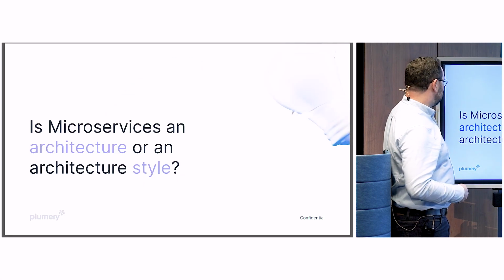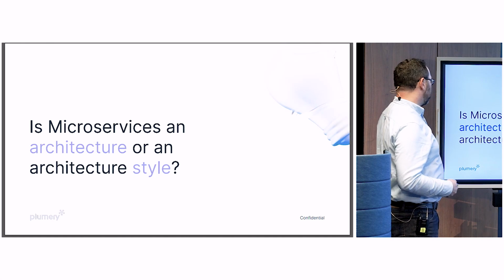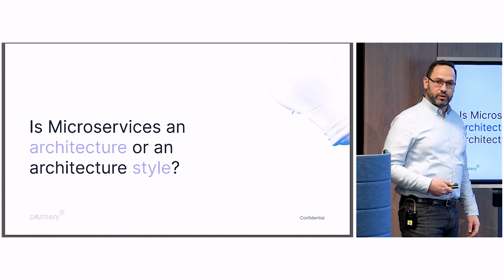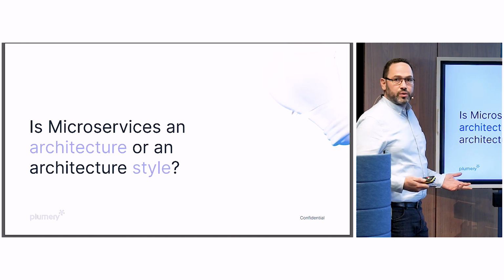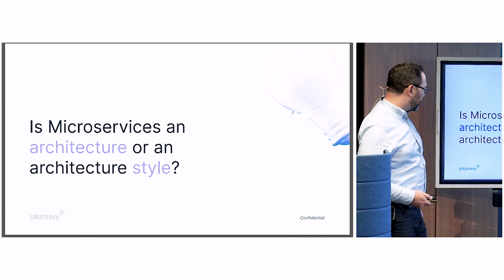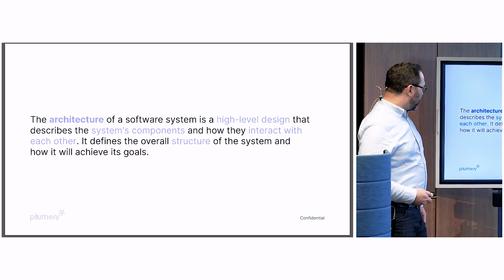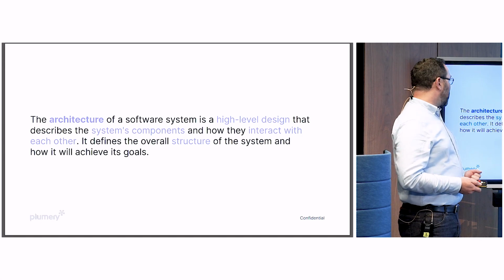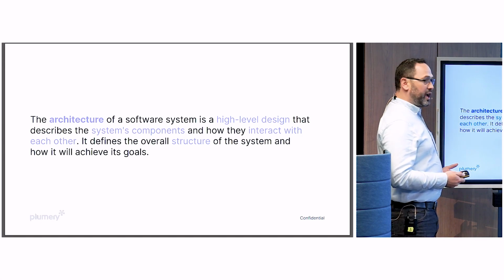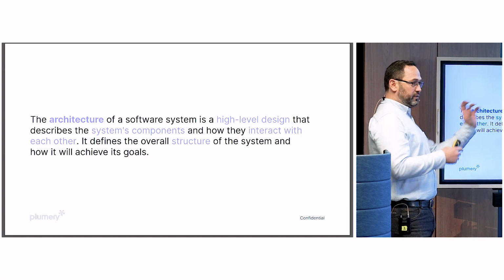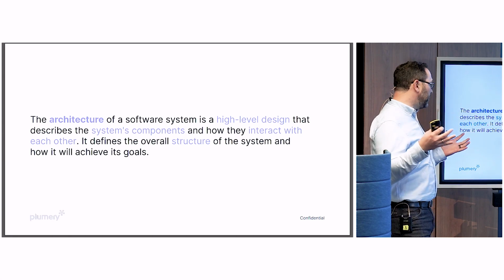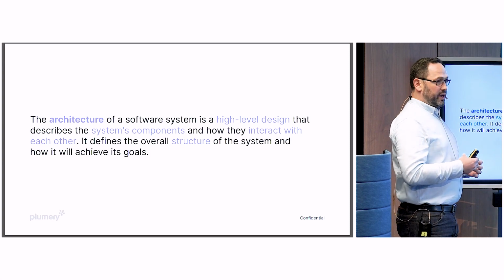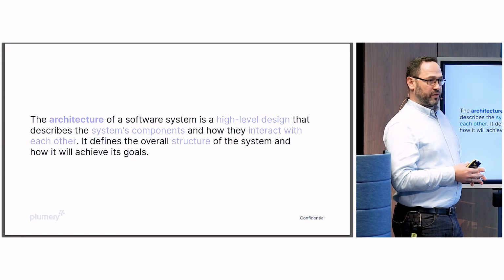Okay, another question: is microservices an architecture or an architecture style? What are the differences between these two, and how important is it at all for our conversation today? Let's define what architecture is. In a general sense, architecture is a high-level design that describes different elements or components of a system and how all of them interact together. It organizes the overall structure of the system.